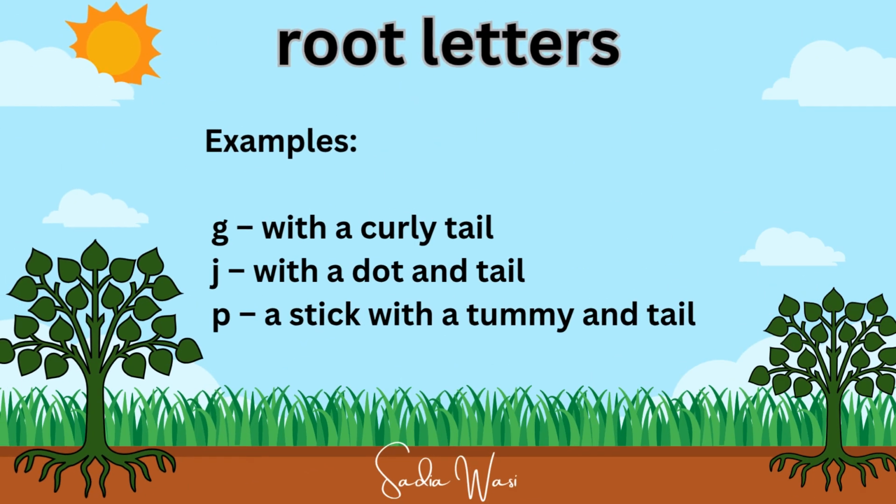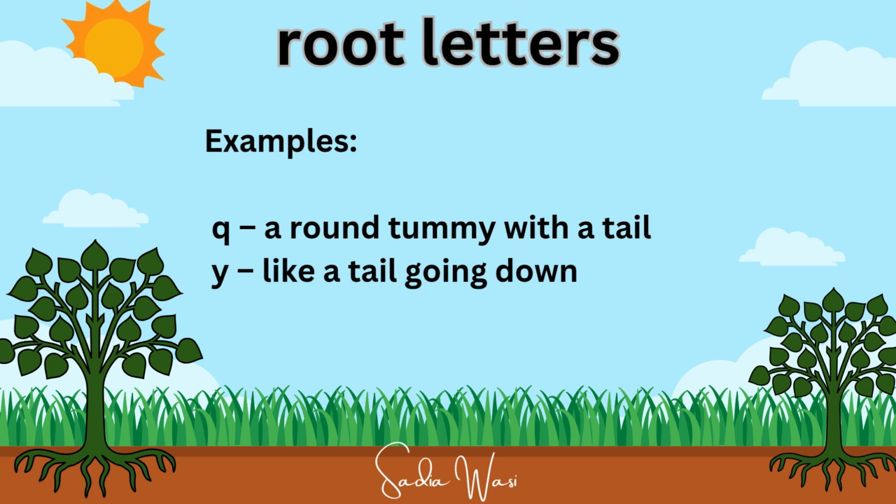Examples. G with a curly tail. J with a dot and tail. P, the stick with a tummy and tail. Q, a round tummy with a tail. Y, like a tail going down.